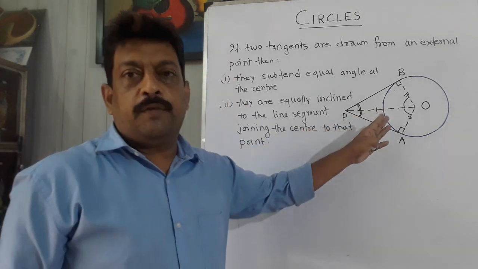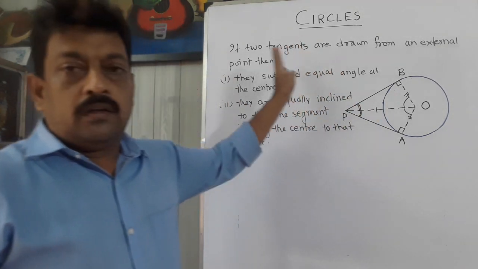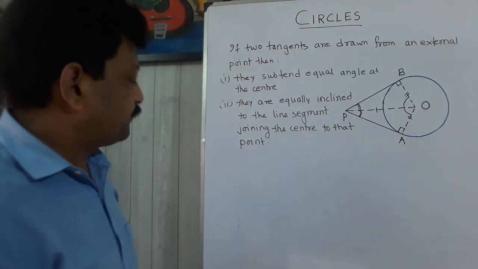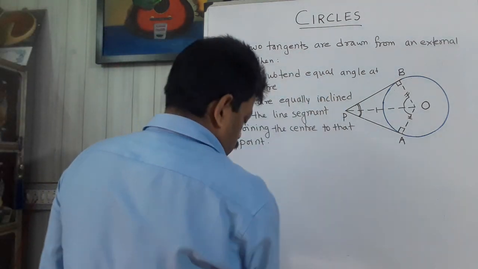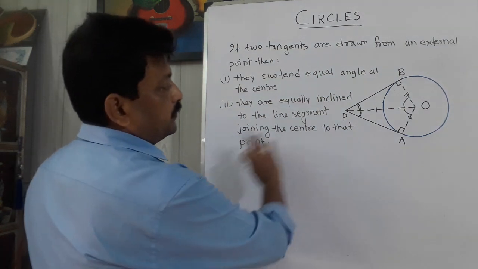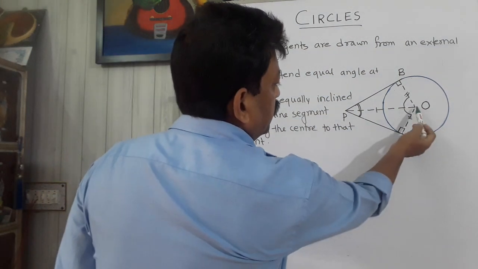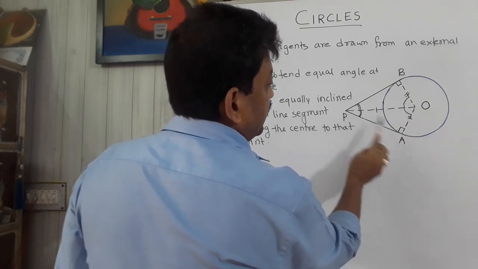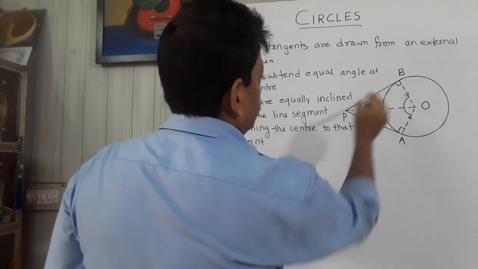These two things we have to prove using the theorem which you have just learned. Okay. So here, let me erase this one. We have to prove that angle AOP is equal to angle BOP and angle OPA equals angle OPB.